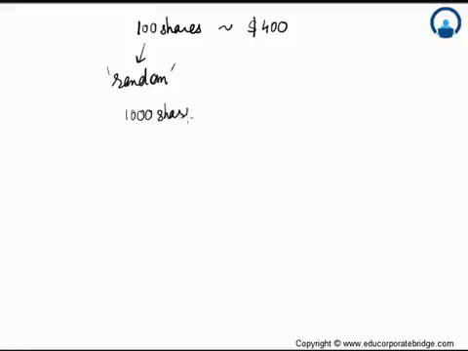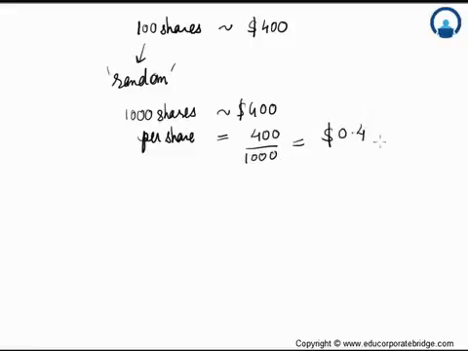So in our case, we had noted that there were 100 shares that raised $400. Now these 100 shares were totally a random number. Please note that this is again a random number. We could have actually released 1000 shares for $400. But what would have been the per share price in this case? The per share price would have been 400 divided by 1000. So this would have been $0.4.